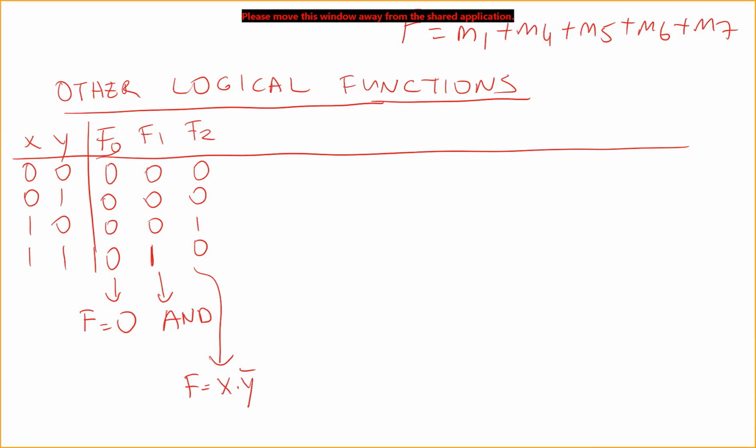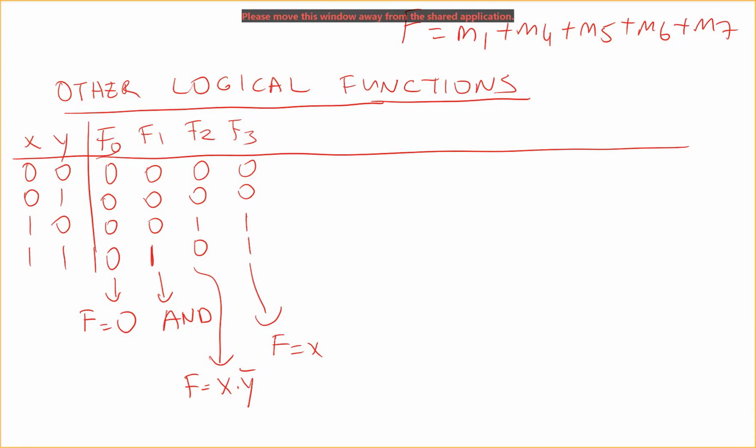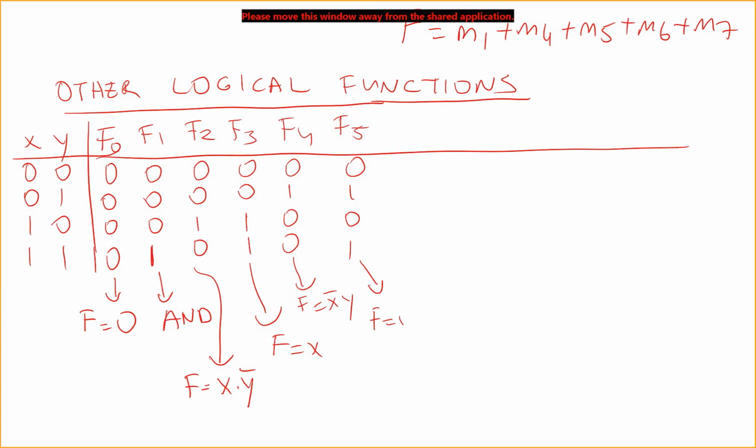So there is no particular name for this function. So f3 is 0, 0, 1, 1. So this is the f equal to x function, because f3 is 1, 1 where x is 1, 1. The f4 function, you can write as f equal to x' y. The f5 function is 0, 1, 0, 1. So this is f equal to y function.